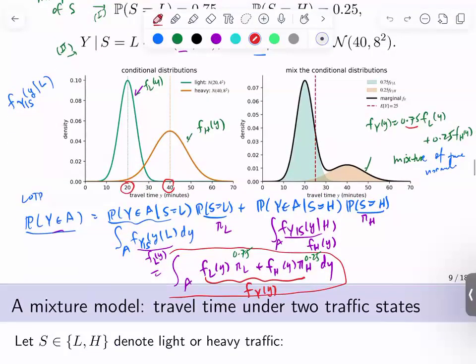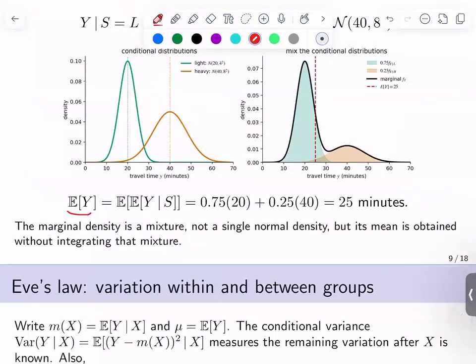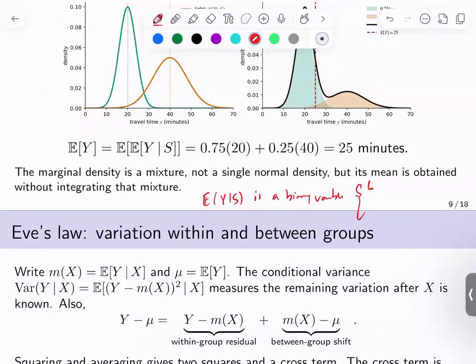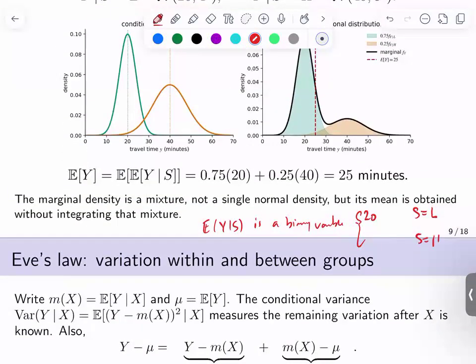Okay, so what happens is that I'm going to add these two with different weights. So let's do it here. If I want to calculate the expectation of y, I'm going to write it as the expectation of y given s. This you have to understand: the expectation of y given s is a function of s, so it's a random variable. It's going to take the value, s is either L, in which case the expectation of y given s would be 20, or s is H, in which case it's going to be 40.